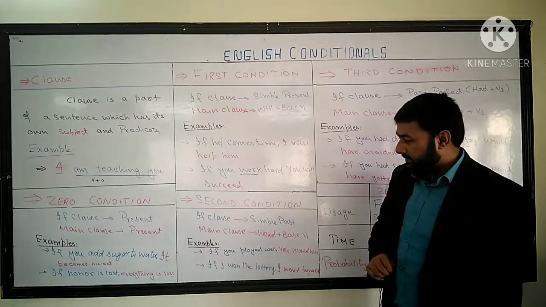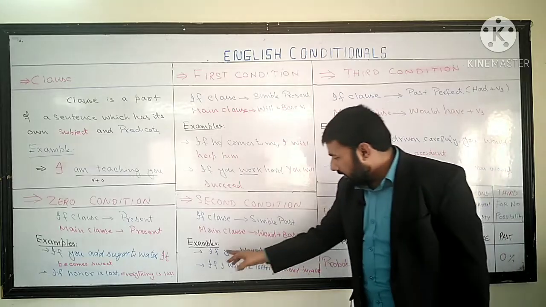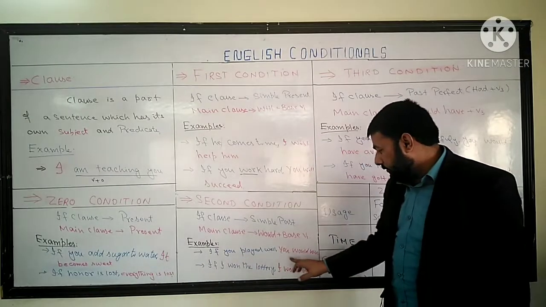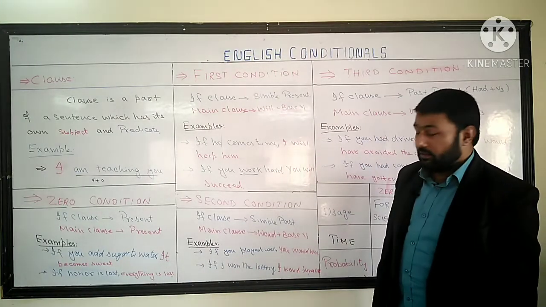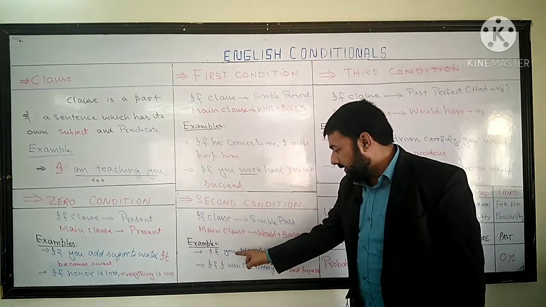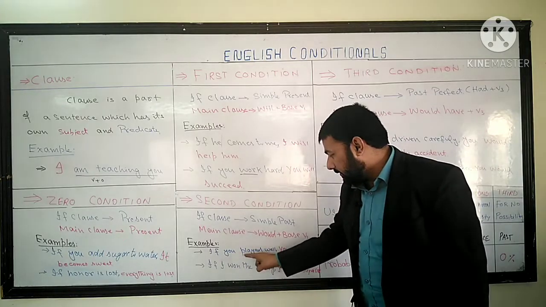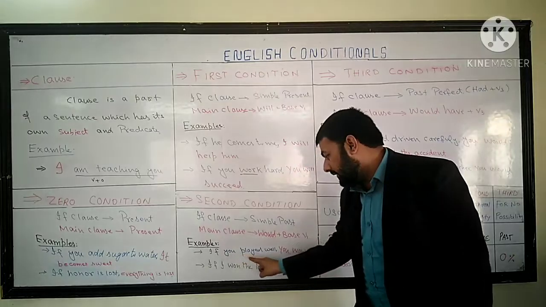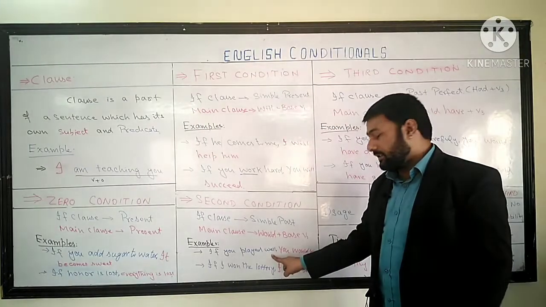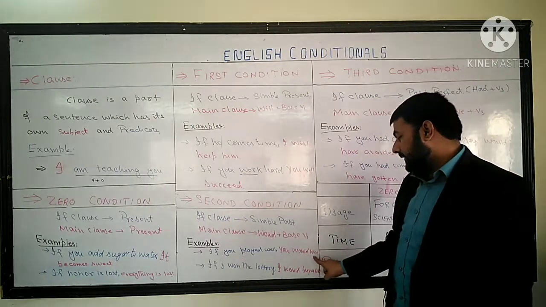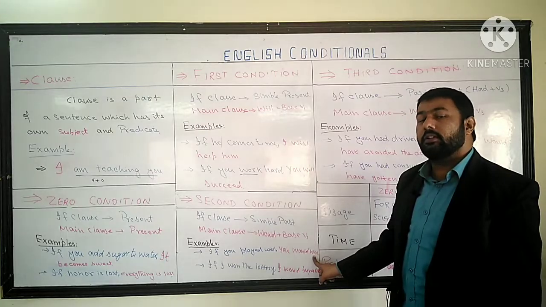Now let's consider some examples again. If you played well, you would win. In if clause written in blue, we have second form of verb played. If you played well, and the resultant has would plus first form of the base verb win.